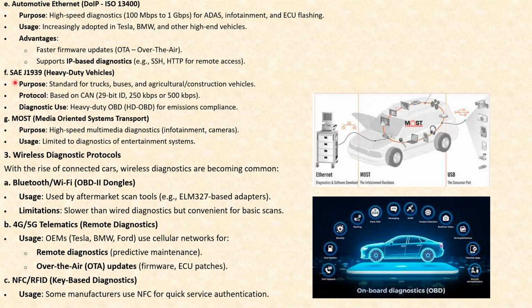And next is SAE J1939. This is especially used for heavy-duty vehicles, and this is the standard for heavy trucks, buses, and agricultural and construction vehicles. The protocol is based on CAN, and its diagnostic use is heavy-duty OBD for emissions compliance.